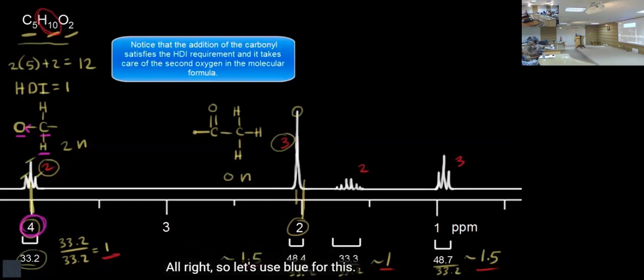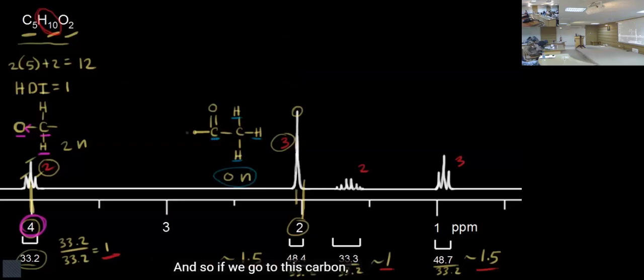Let's use blue for this. So the signal for these 3 protons has 0 neighbors. And if we go to this carbon, if there's a carbon over here, there are no protons on this carbonyl carbon, and so that explains this piece of the puzzle.